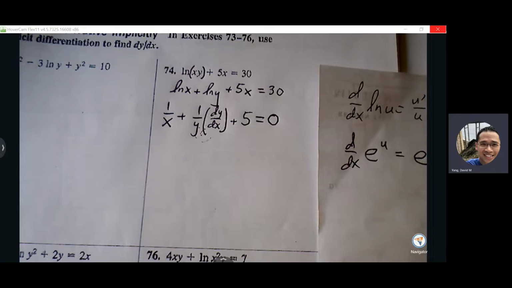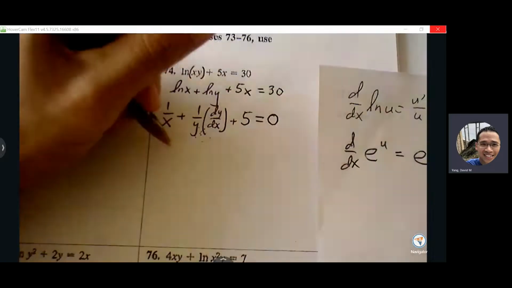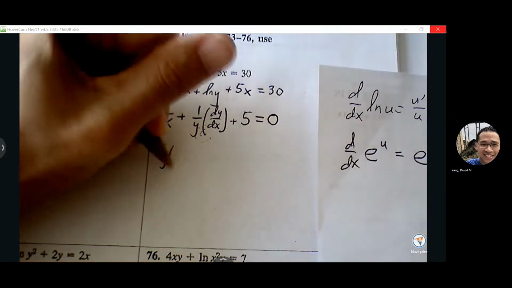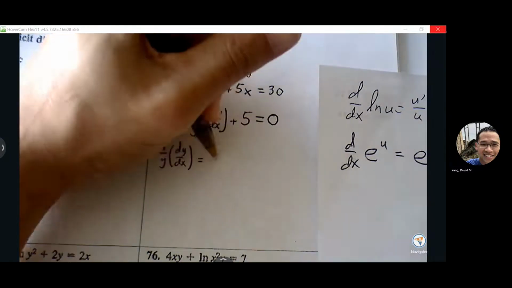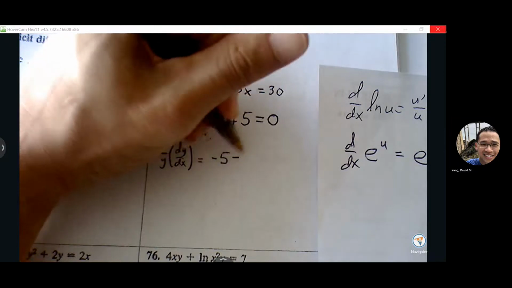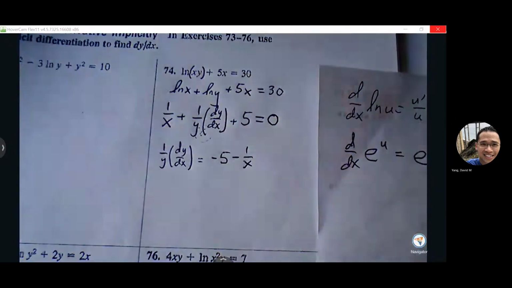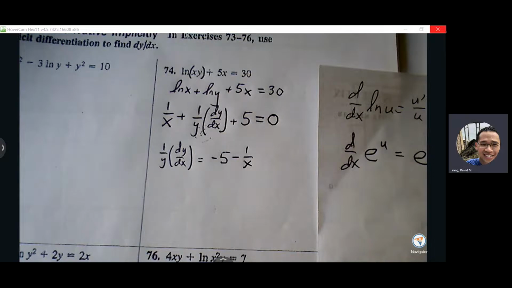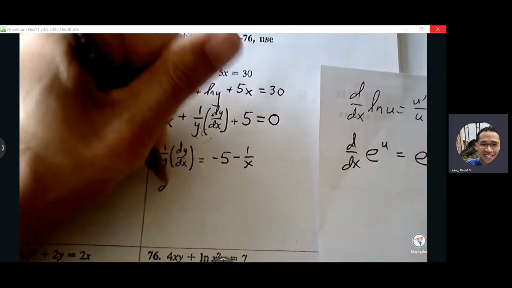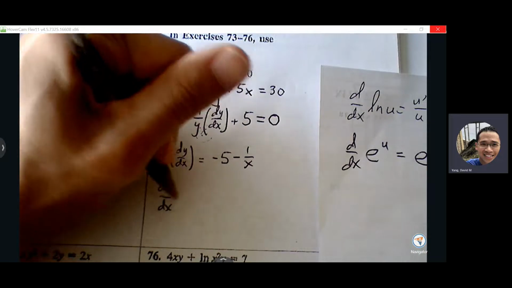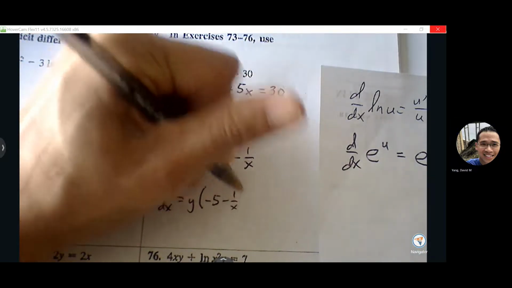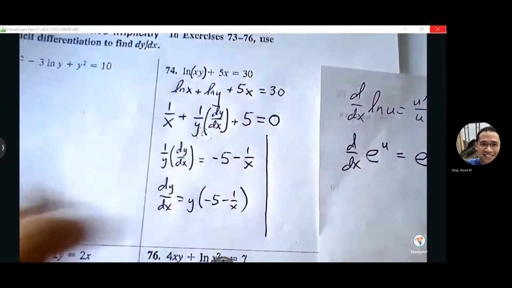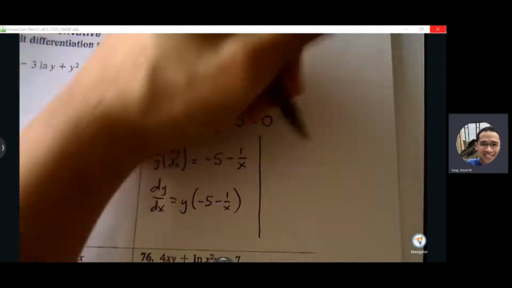Now we just want to move things around and get that dy dx by itself. Multiply both sides by y, by the reciprocal, to get my derivative variable by itself. We just distribute that y through and that's fine.